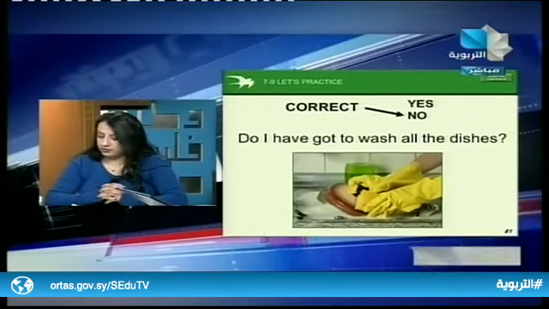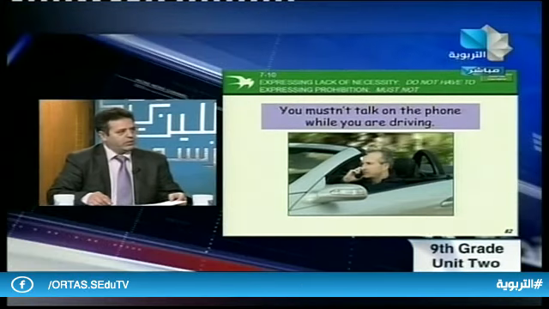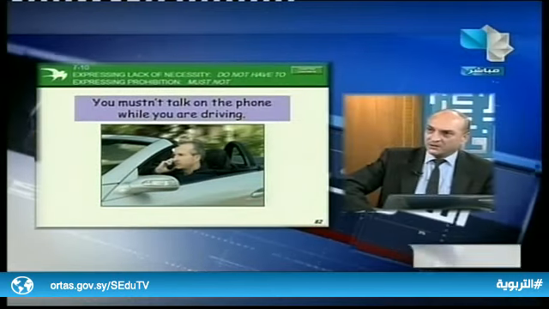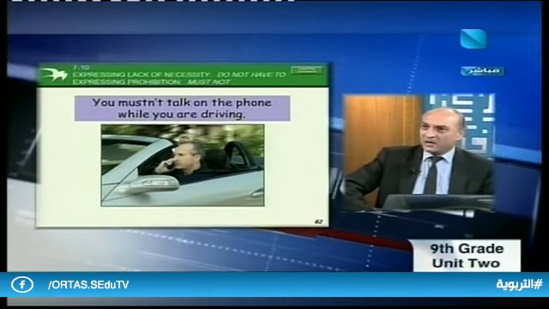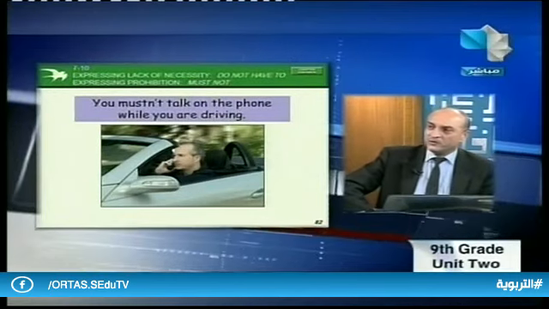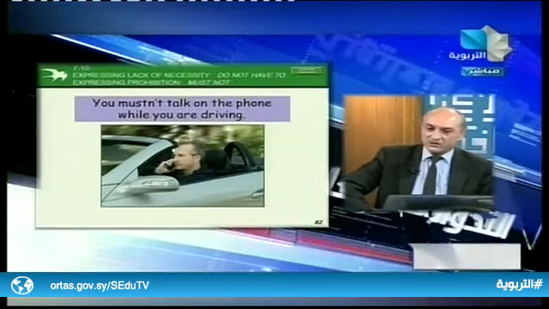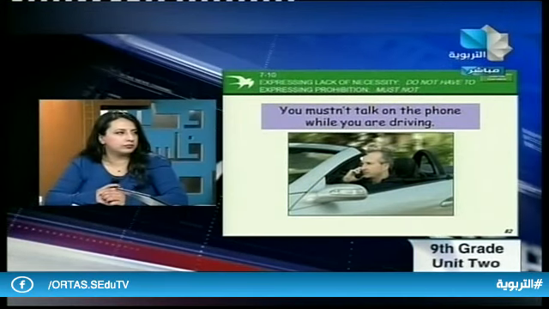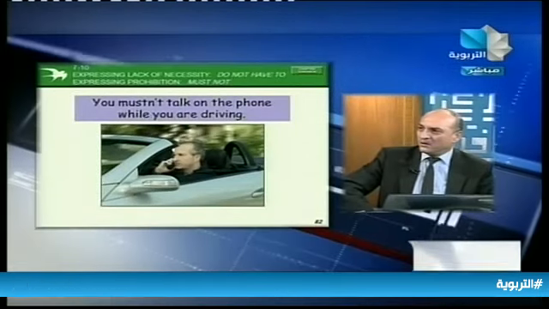Now, we have another one: lack of necessity. It means when we want to say it's not necessary to do this or that. Again, an important point for the ninth grade. In this case, we use don't have to. For example, I have everything here in my house. There is no need to bring any kind of food. So what can I say here? You don't have to bring anything. You just come. I have everything.